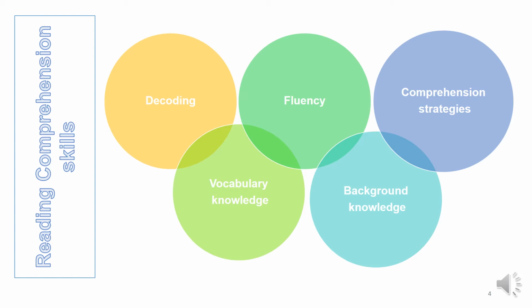Also, we have vocabulary knowledge. This means breadth and depth of vocabulary knowledge is important. In other words, not just the number of words students know, but the depth of their understanding, okay? And another skill is background knowledge, which means a conceptual framework or context into which students can fit new ideas. Okay, and the last skill is knowledge of comprehension strategy.